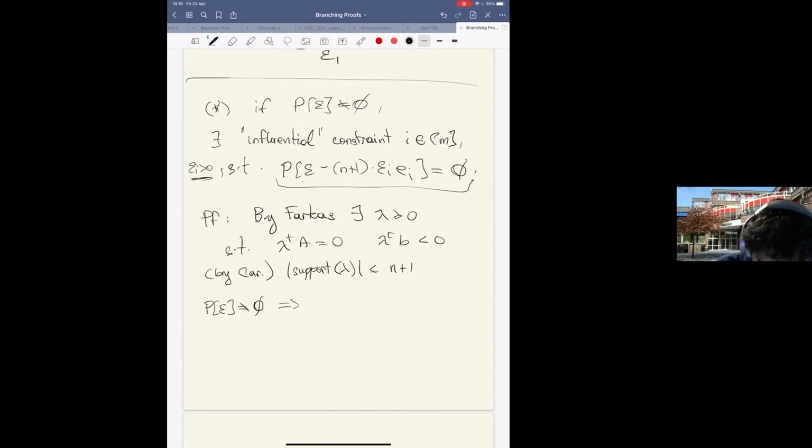So this implies, of course, that if I take the same Farkas certificate, then looking at lambda times B I plus epsilon I, this is bigger than or equal to zero, because otherwise the whole thing would be empty. So what are we going to do? Let's look at I star and let that be just the arg max of lambda I epsilon I. So this will be the inequality that we want to improve. This will be the influential one.